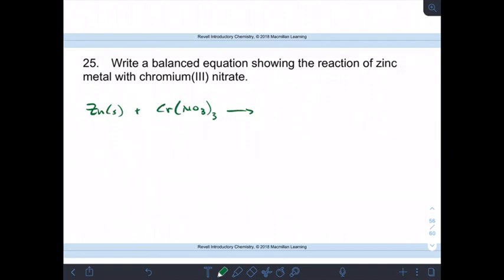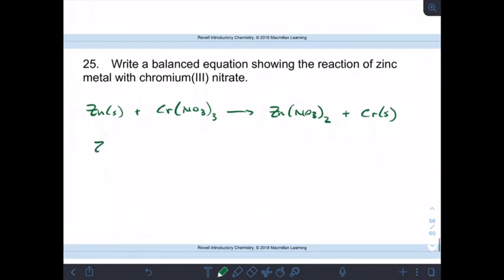So what's going to happen is a single displacement reaction. So we'll end up with zinc nitrate, and zinc makes a 2 plus ion, and some chromium metal. All right, single displacement reaction. All right, so we need to balance this guy. So on the left, we have one zinc, we have one chromium, and nitrates, we have 3. And on the right, we have 1 zinc, 1 chromium, and nitrates, we have 2.